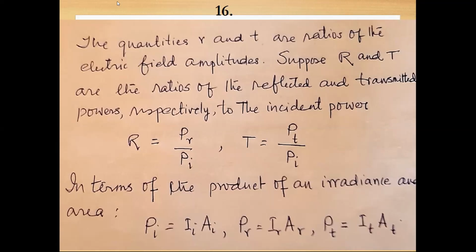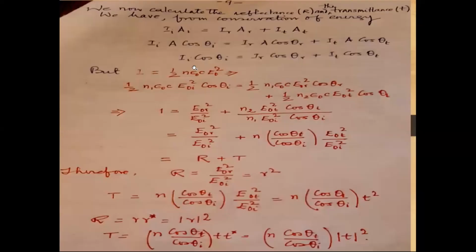So we go now to the next slide, which is slide number 17. We calculate now the capital R and capital T, which are called reflectance and transmittance. From conservation of energy, obviously II AI, this is the incident energy, through reflection and refraction at the interface, no energy depletion or no energy creation occurs.